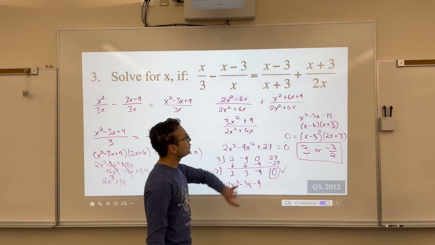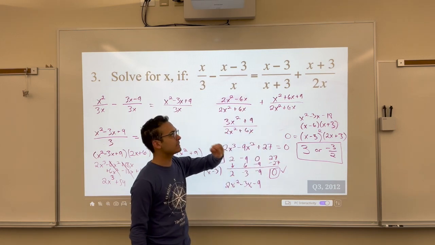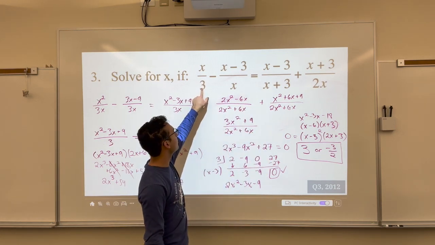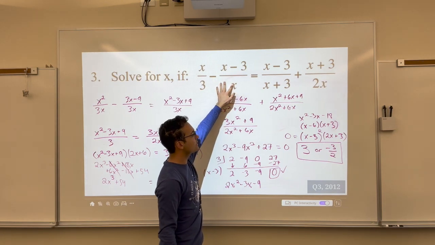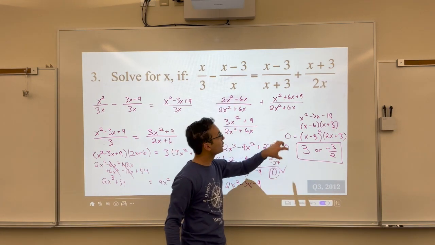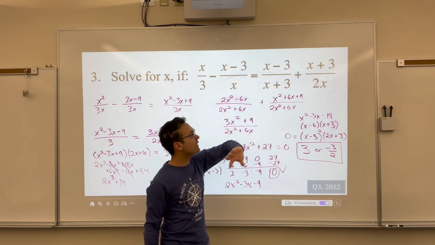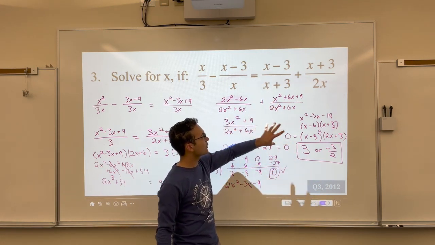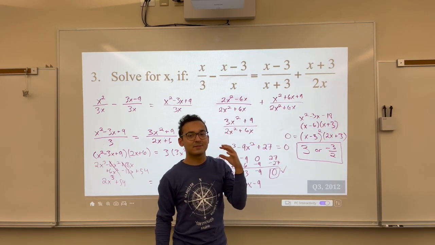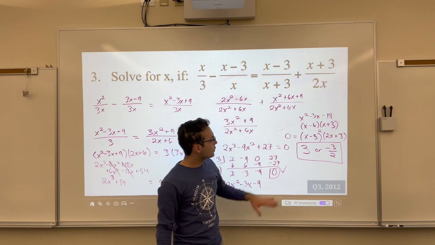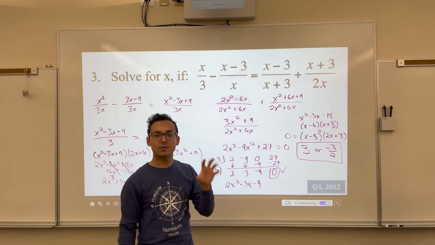Now remember, you should always go back and check to make sure that you're not dividing by 0. So here, there's no worries. Here, we would be dividing by 0 if x were 0, but x is not 0, so we're good. Here, we would be dividing by 0 if x is negative 3, but x is not negative 3, so we're good. And then here, we would be dividing by 0 if x were 0, but x is not 0, so we're good. So our answers are 3 or negative 3 over 2, and those are valid.